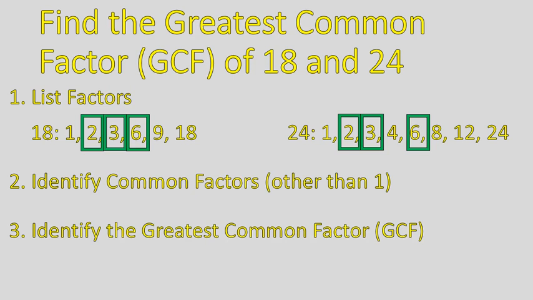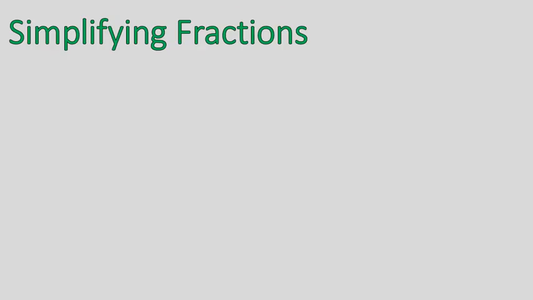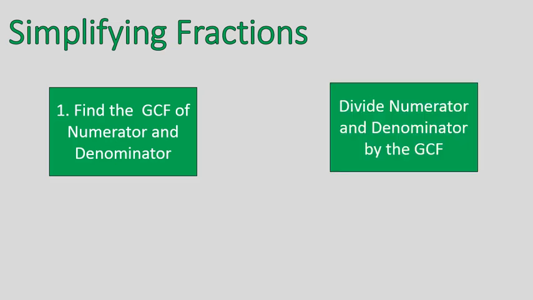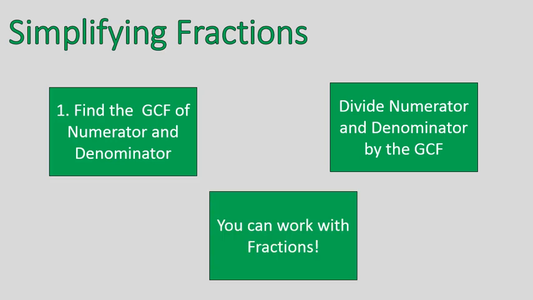In this case, what is it? 6, exactly. 6 is the largest number that is a factor of both 18 and 24. Okay, so far we haven't done anything too earth-shattering or amazing, but what we are going to do is get into fractions. And I know you might think, oh, fractions, that's tough. But all we're going to do is find the greatest common factor of the numerator and denominator, or the top and bottom of the fraction. Then we divide the numerator and denominator by that greatest common factor, and then you're done. You can work with fractions, trust me.